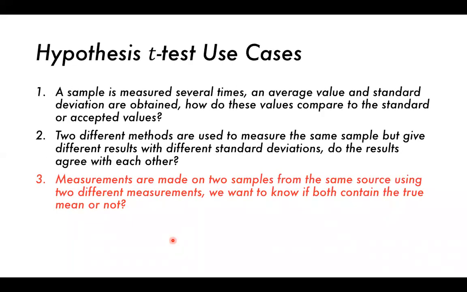Then the last use case that we would typically encounter in analytical chemistry or instrumental chemistry is where measurements are made on 2 samples from the same source using 2 different measurements. We want to know if both contain the true mean or not. So this is the case where we have 2 samples from the same population, and we have done several measurements, at least 2, on both of those samples. And so we want to know if they both will contain the true mean or not.